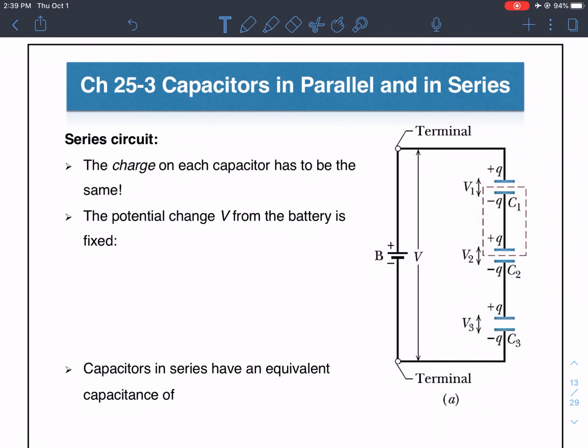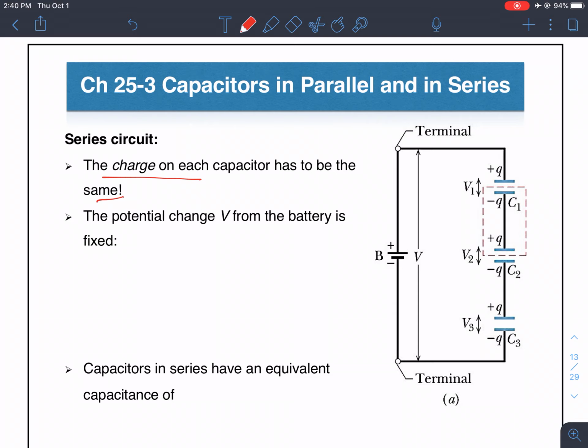Now we're going to talk about series connection. There are three capacitors, as you can see on the figure on the right side. They are connected in series, and it's because the same charge will be on them. So this is the key thing. The charge on each capacitor has to be the same. Then you understand that they are connected in series.